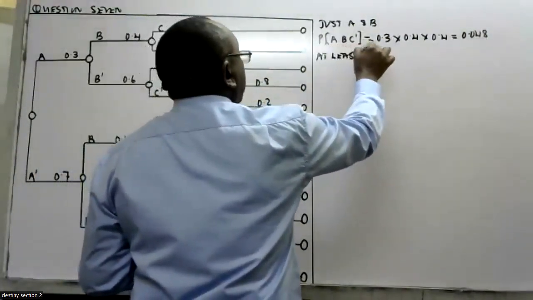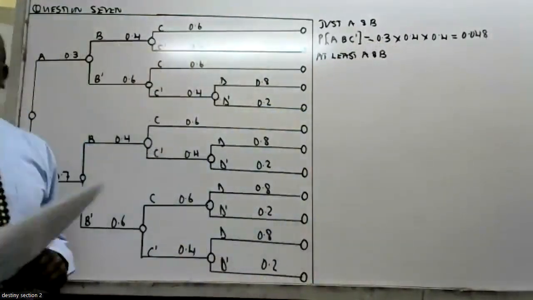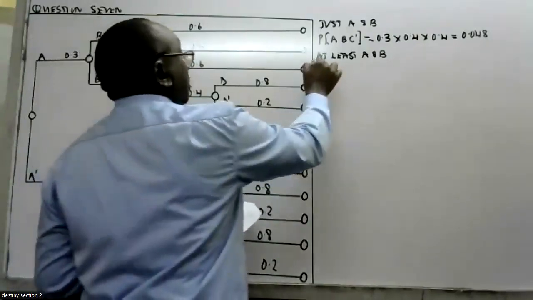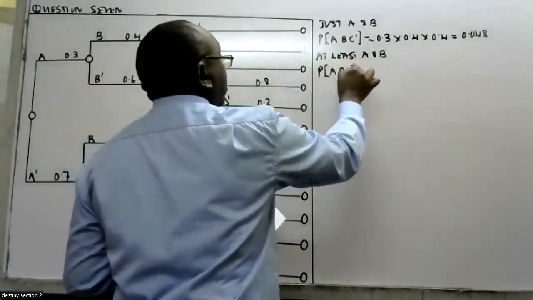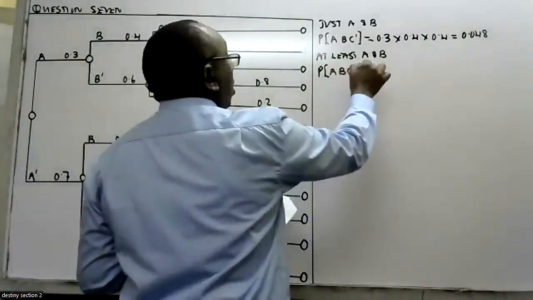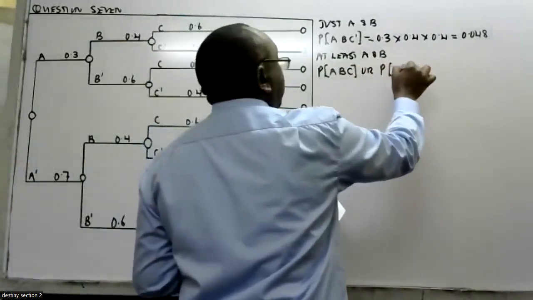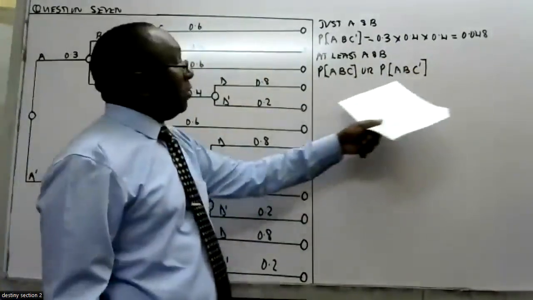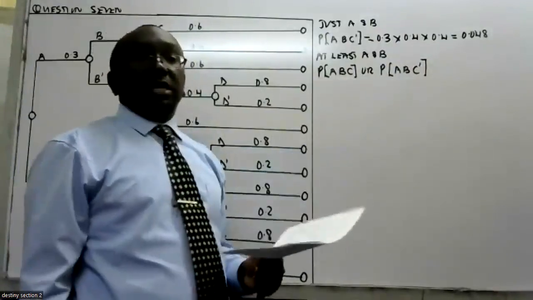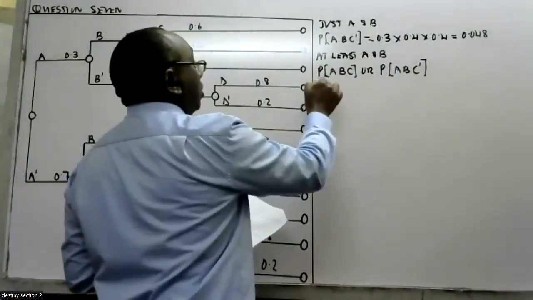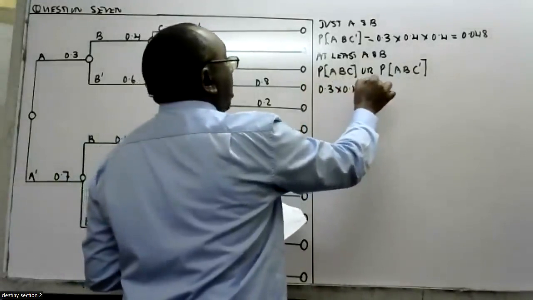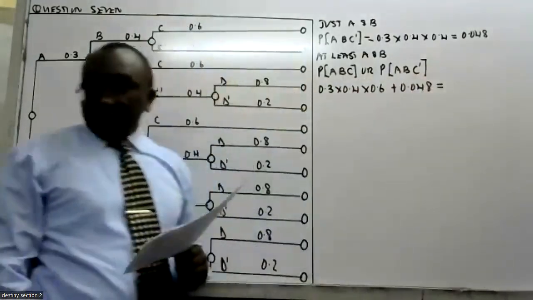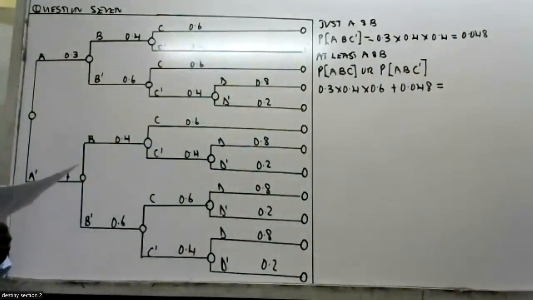Get at least A and B. If we are told at least A and B, it means A, B, and any other. So this is the probability that we get A, we get B, and we also get C, or the probability that we get A, we get B, but we miss C. Now D will not come in because here we will have gotten already 2, so we don't need D. Here we have 3, so we don't need D. So this then becomes 0.3 times 0.4 times 0.6 plus that other one that is up there, 0.048.